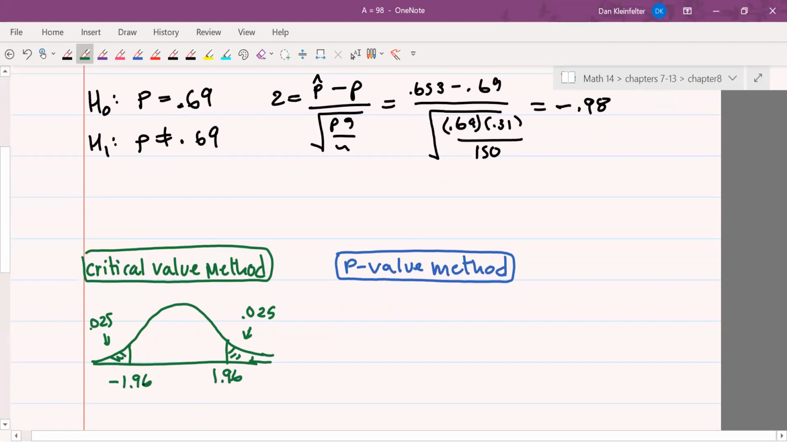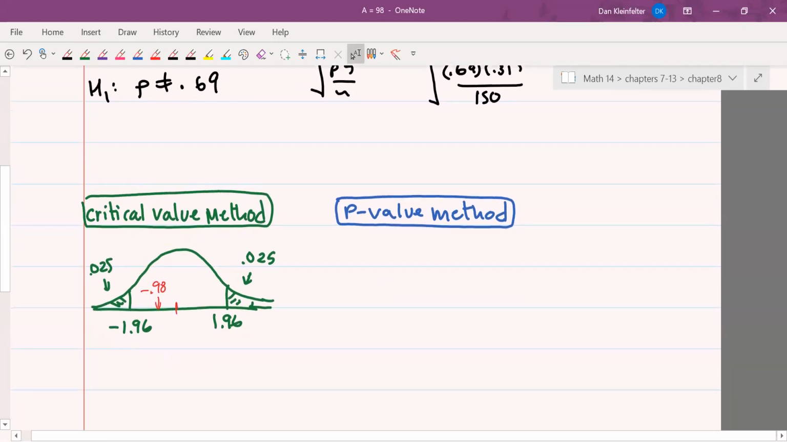All right, so then our test statistic was negative 0.98, which is negative, sure, yeah, but it's not less than negative 1.96. And so we're going to fail to reject our H0.